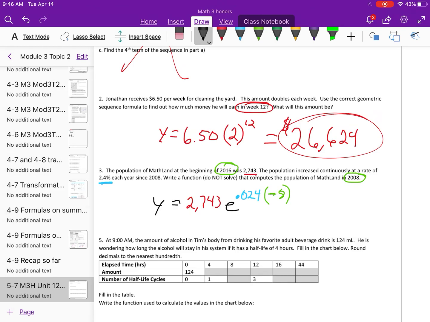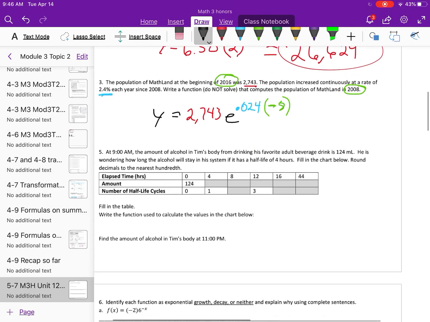Because if I got a higher number, there shouldn't be more people in 2008 than there were in 2016, right? Because again, it says it was increasing during this time. So again, it doesn't say to solve, so we won't, but I just wanted to say, hey, you can solve just to make sure that you are on the right track.